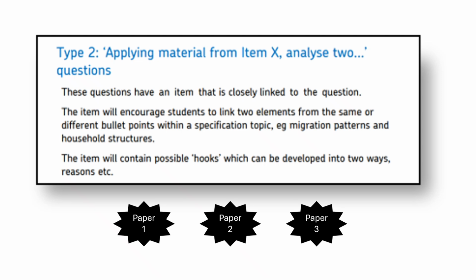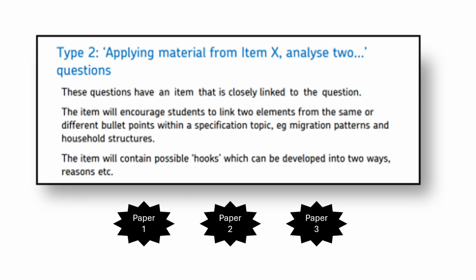First of all, it's worth noting that this question appears on paper 1, 2 and 3. And according to AQA, these questions will have an item that is closely linked to the question. An item is a paragraph or a couple of sentences inside of a box, and it will always be labelled as item. You will see that the question will always ask you applying material from item, and it could be item A, B, C, depending on where you are in the paper. Analyse to. We just don't know what's going to come up.